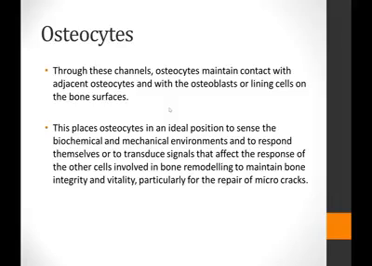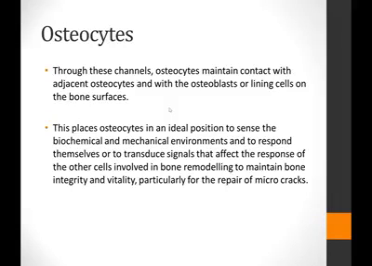That basically places your osteocyte in a very ideal position to sense the biochemical and the mechanical environments around themselves and respond to them, either themselves if the stimulus requires their response, or to transduce signals that affect the response of other cells involved in bone remodeling to maintain the integrity and vitality of the bone, particularly in case of the repair of the bone cracks.